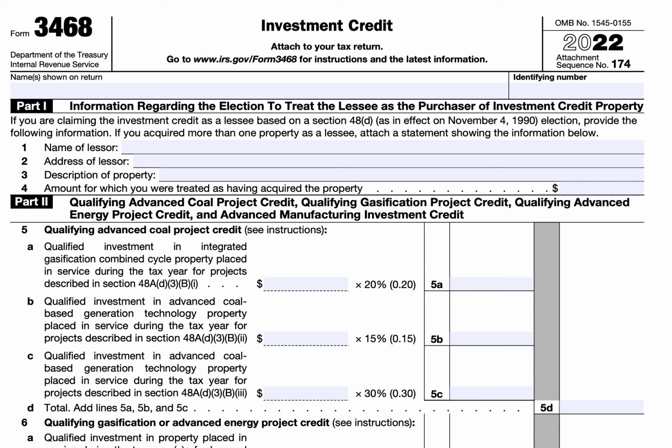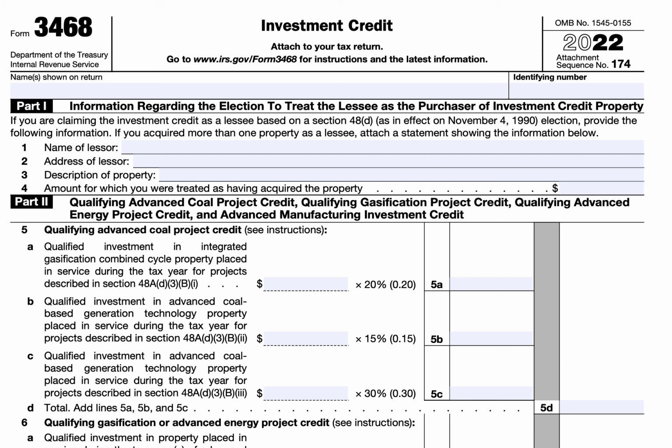In order to take the investment credit, you have to be able to take that credit against investment credit property, which is any depreciable or amortizable property that qualifies for the rehabilitation credit, energy credit, qualifying advanced coal project credit, qualifying gasification project credit, qualifying advanced energy project credit, or advanced manufacturing investment credit. However, you cannot take a tax credit for any property that is outside the United States unless specifically designated in the Internal Revenue Code.